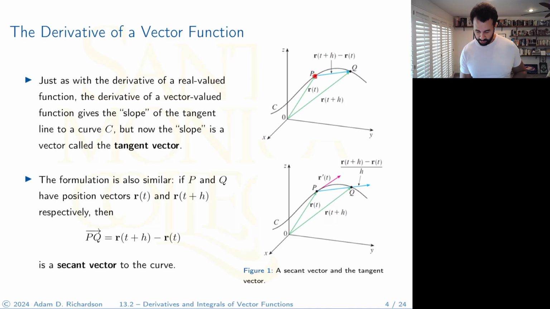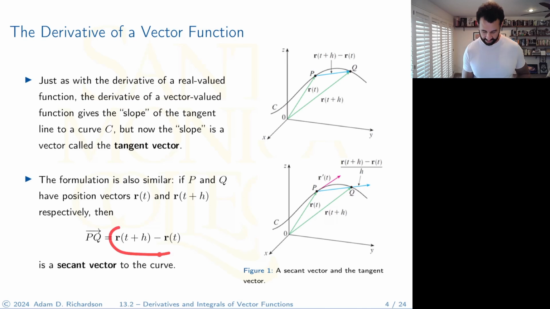So pretend you've got 2 points on a curve. You can describe this secant vector from P to Q. And what we're going to do is we're going to parameterize it with t, and then we're going to let h be our increment. So basically, we're going to let P be at the point r of t, and Q is r of t plus h. So a little bit farther along the curve, right?